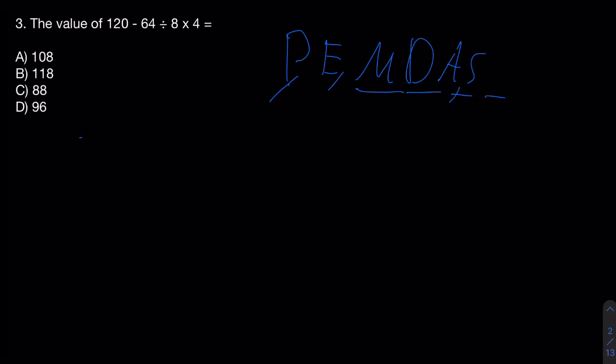8 by 4, that is 32. 32 divided by 64, right, that's gonna be 2. And then 120 minus 2, that's just 118. However, that is not the answer. You go from left to right. Even though PEMDAS has multiplication before division, you go from left to right. So if you chose 118, you would be wrong.